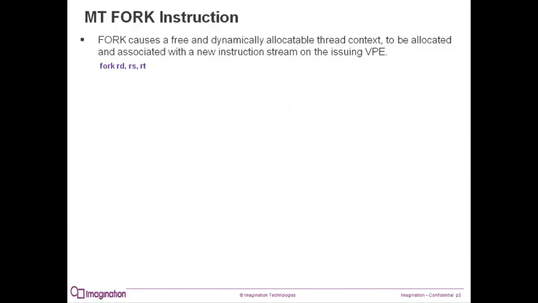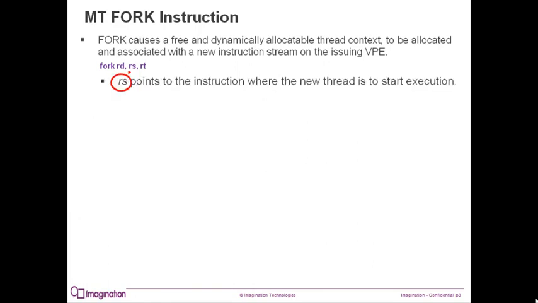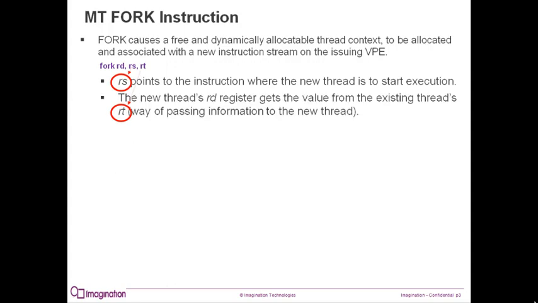The fork instruction fires up a thread on a free TC. RS is a pointer to the instruction where the new thread will start executing. RT is the number of the current thread's general purpose register whose value will be copied to the new thread's general purpose register given in RD. This way, you can pass a value to the new thread by initializing one of its GPRs with one of the current thread's GPRs.